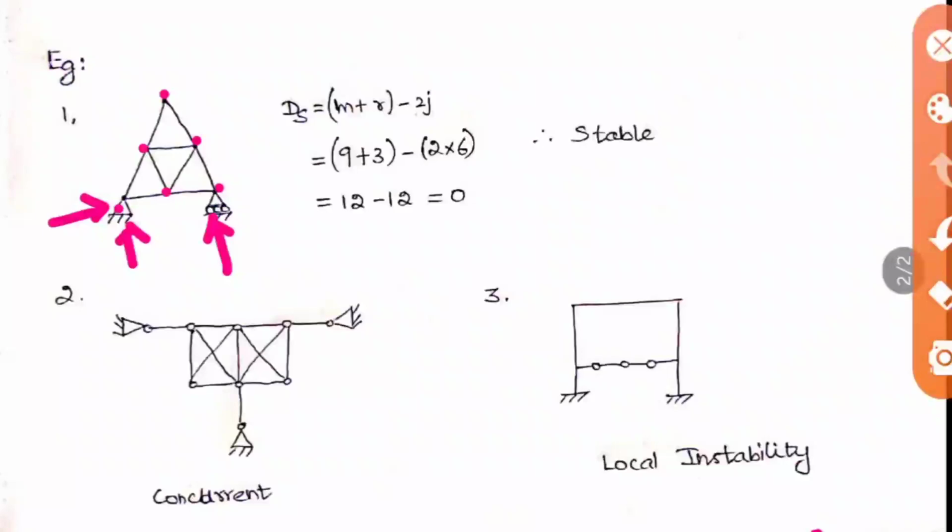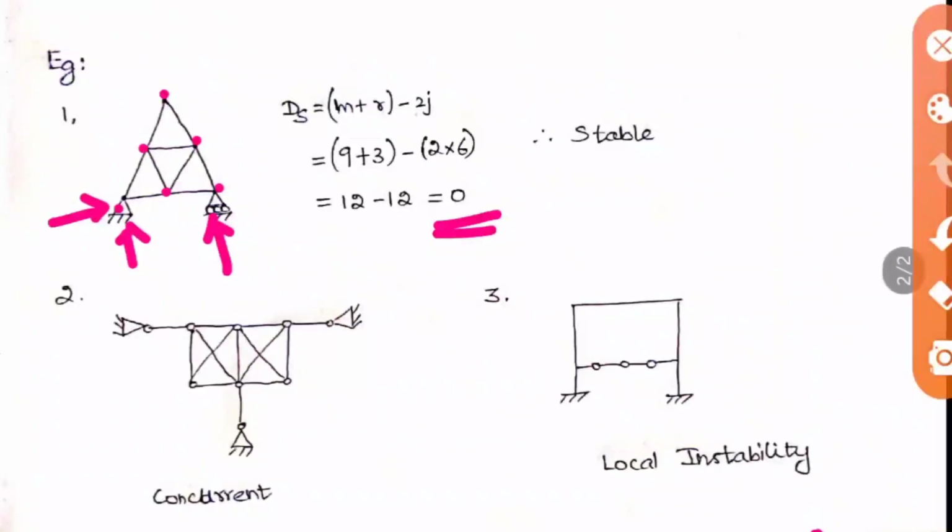Just for example, they will give a truss diagram like this, and the options will be stable and determinate, stable and indeterminate, determinate and unstable, and so on. They will mix these four options and give them to you. In this question you can clearly tell that DS is equal to 0, so it is stable and also determinate, so you can choose that option. Let us see the second question.